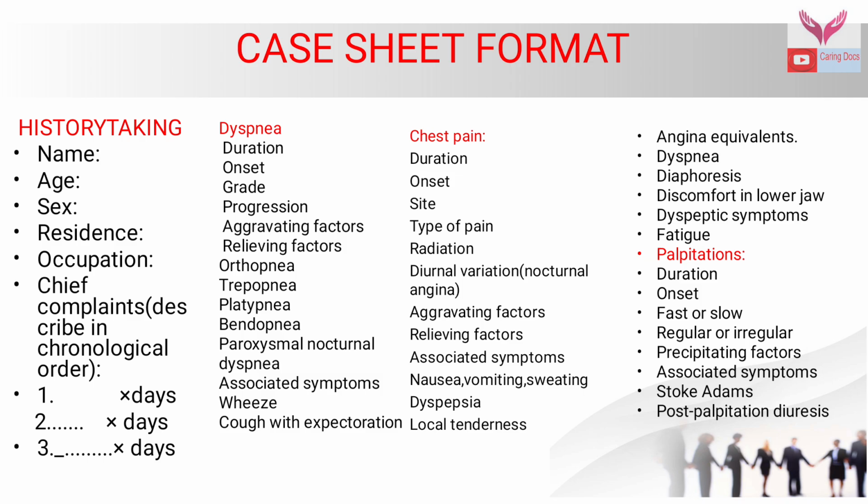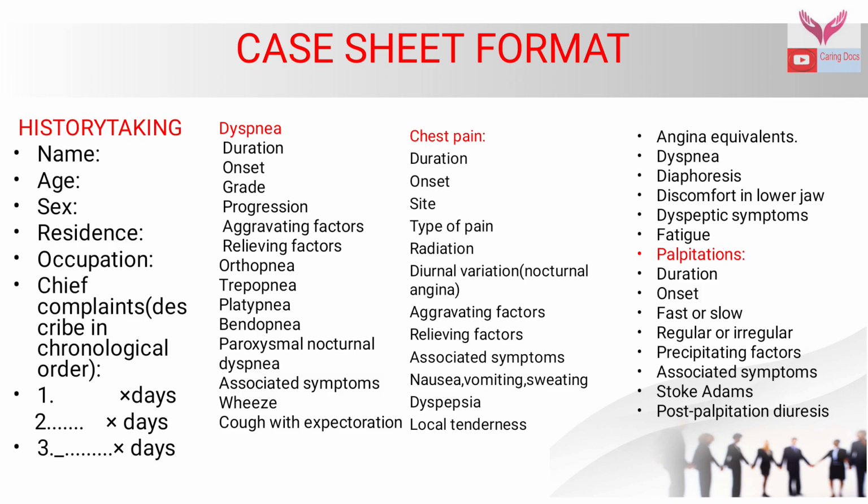And the symptomatology: if the patient presents with dyspnea, its duration, onset, grade, progression, aggravating factor, relieving factor, whether there is any history of orthopnea, trepopnea, platypnea, bendopnea, whether there is any history of paroxysmal nocturnal dyspnea, or any other associated symptom like wheeze, cough with expectoration.